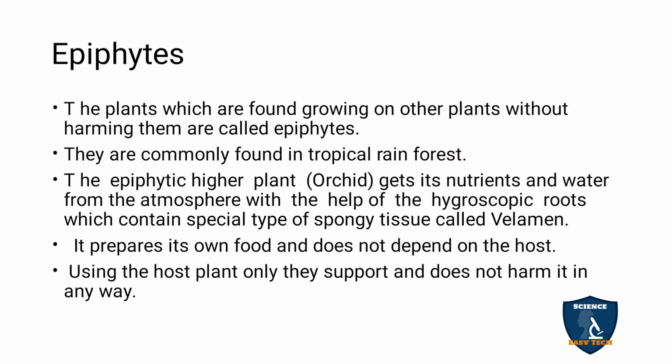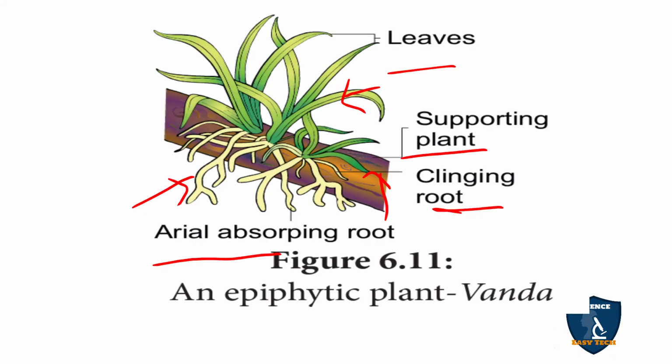So it prepares its own food and does not depend on the host. Usually the host plant only supports it and is not harmed in any way. So from this host plant it needs only the support. It doesn't absorb water or take food from the host plant. Okay, because it is not harming the plant. This is the example, Vanda.